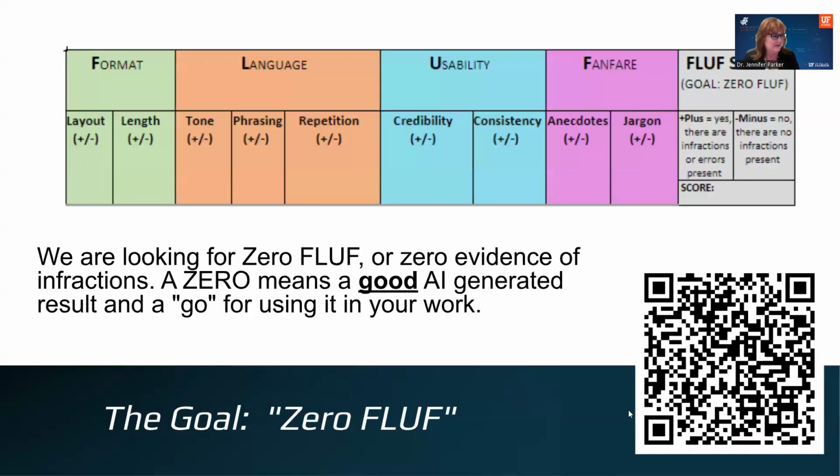So let's start out with understanding the framework. This rubric will be used where you're looking for zero FLUF. You're looking for zero infractions or zero pluses. When something's present, you're going to score it a plus. When it's not present, you're going to give it a minus. The goal is to have all minuses or a total zero, or zero FLUF.